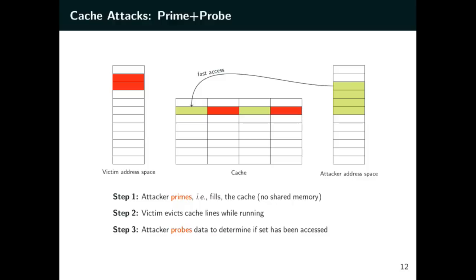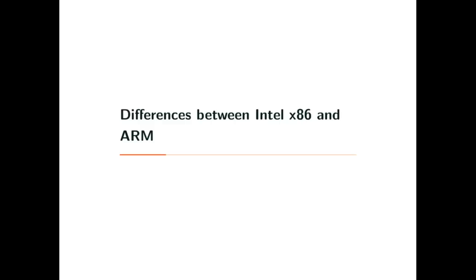So he's going to probe the data he previously put in the cache. Here on the first line, that's a fast access because the data is still in the cache. And on the second line, it's a slow access because the victim has evicted one cache line of the attacker. So the attacker now knows that the victim accessed some cache line that resides in this precise cache set. And now Moritz is going to tell you about the differences between Intel x86 and ARM.